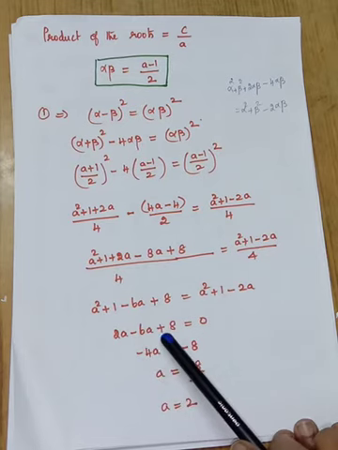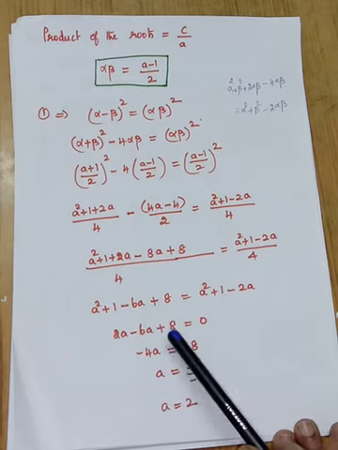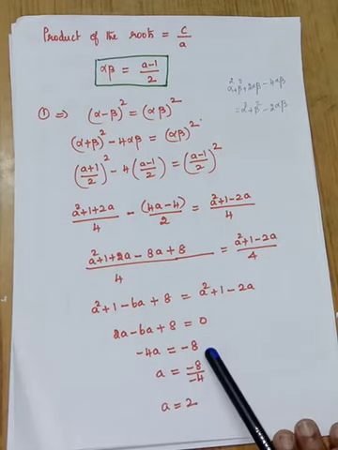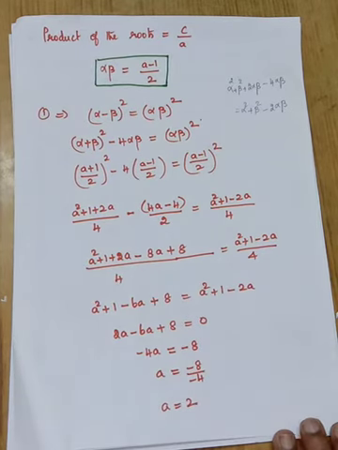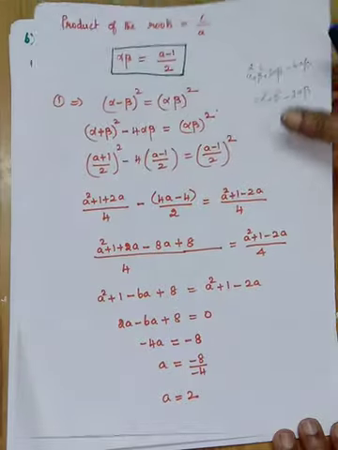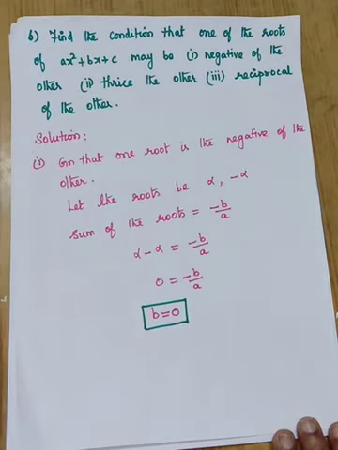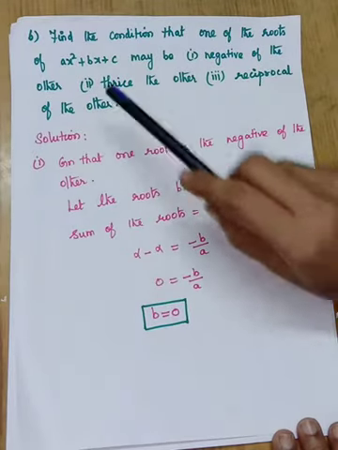What is 2a minus 6a? That is minus 4a. So bring this 8 to the next side, minus 8. What is a? A is equal to minus 8 by minus 4. So a is equal to 2. Okay, so we have proved the fifth problem. Come to the sixth one.